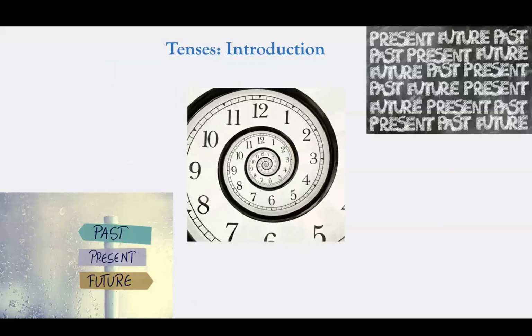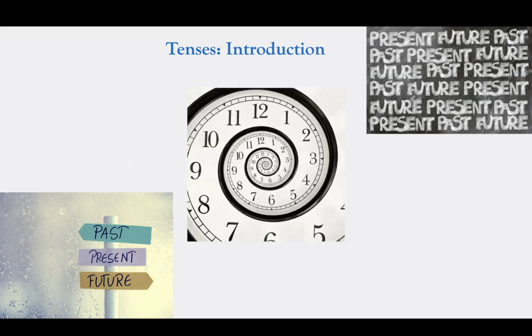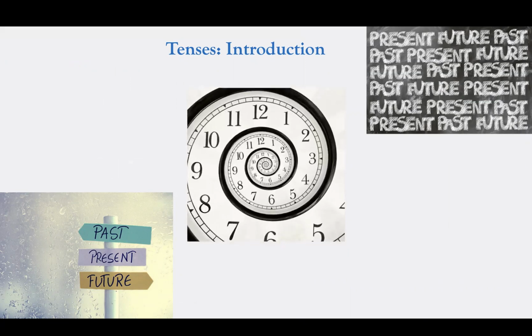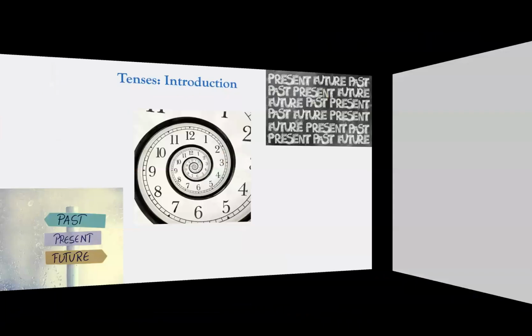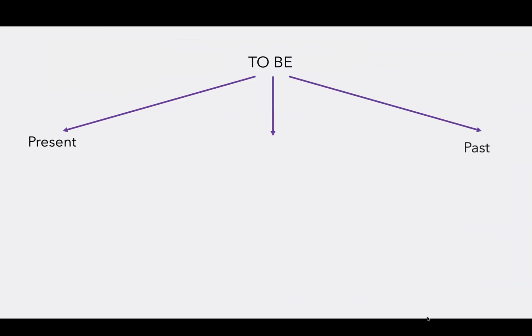So we will first focus on the verb tenses in terms of past, present, or future sense. Let's see. Let's begin with the verb to be in English. As you know, to be can be used in 3 different forms. And these forms are present, past, and future. So let's check the present form.